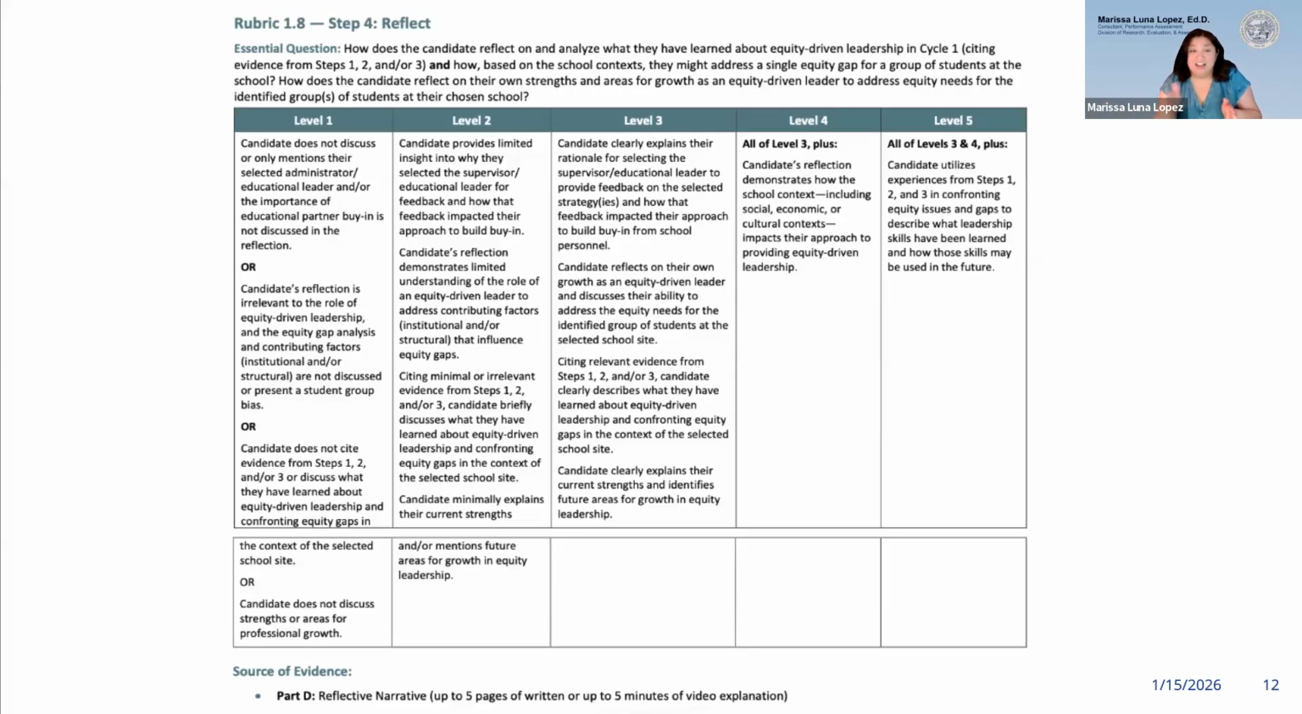And then a level five, they utilize experiences from steps one, two, and three in confronting equity issues and gaps to describe what leadership skills have been learned and how these skills may be used in the future. So they would use the template and include those pieces as they move forward. The essential question is a way to get everyone to focus. The essential questions are broken up into the constructs, and then the constructs help guide what questions or prompts are on the templates. Does that make sense?